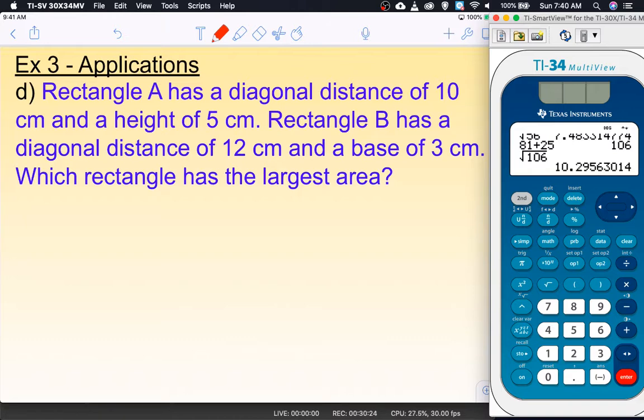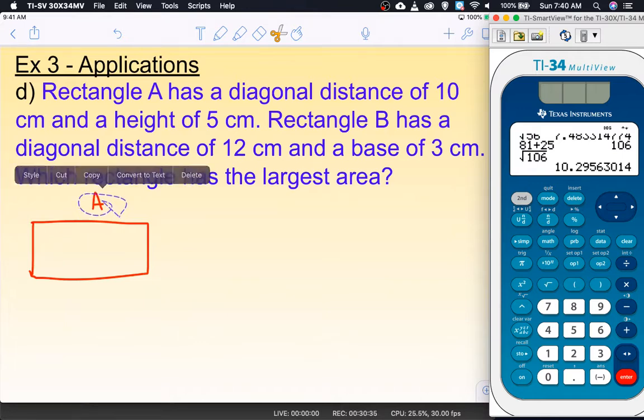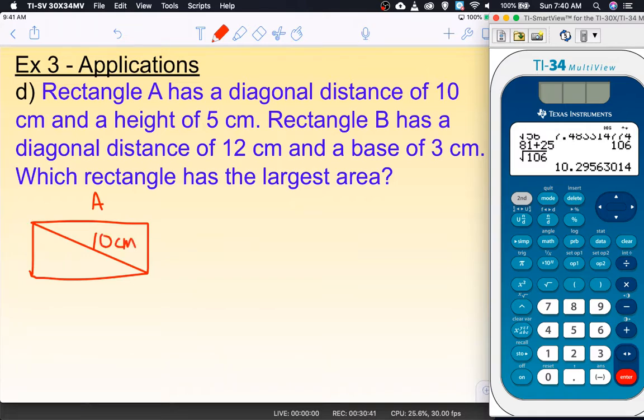All right, it says rectangle A. Drawing myself a rectangle. Rectangle A has a diagonal distance of 10 centimeters, so diagonal distance is 10 centimeters, and a height of 5 centimeters.